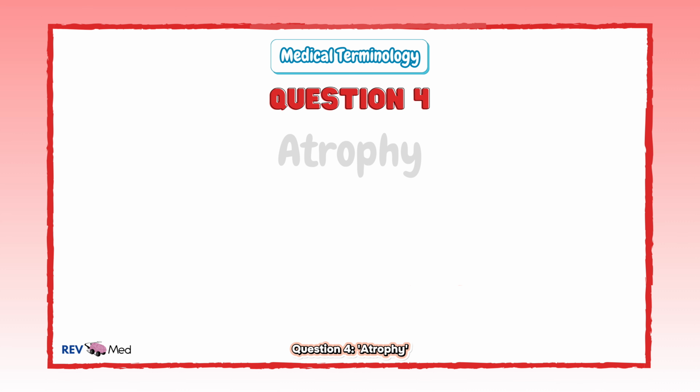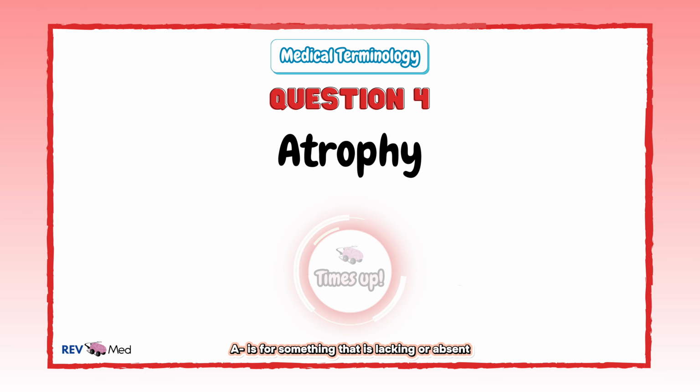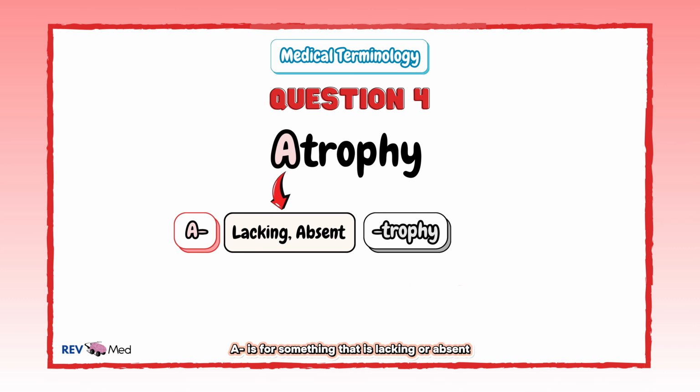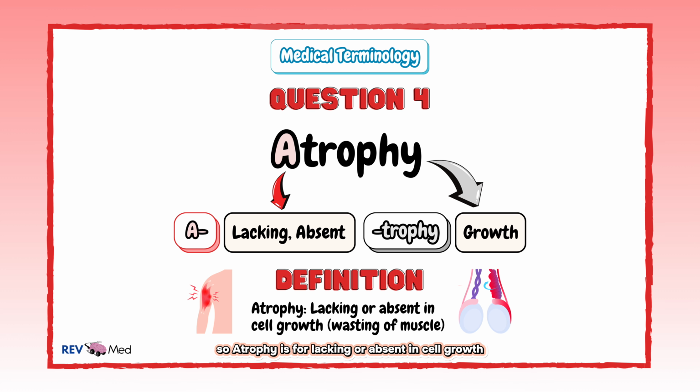Question 4. Atrophy. A is for something that is lacking or absent, and trophy means growth in cell size. So atrophy is for lacking or absent in cell growth, the wasting of muscle.